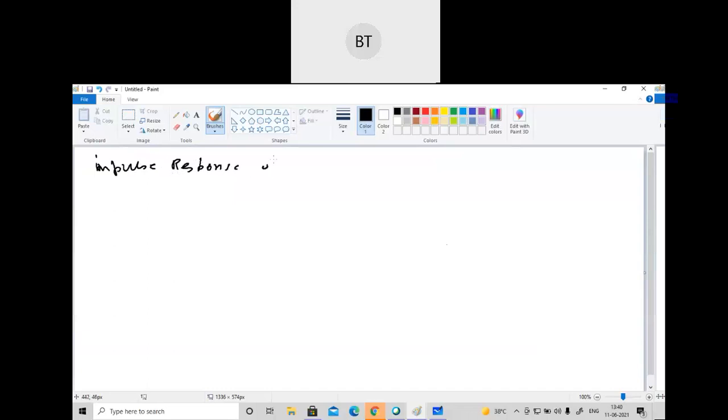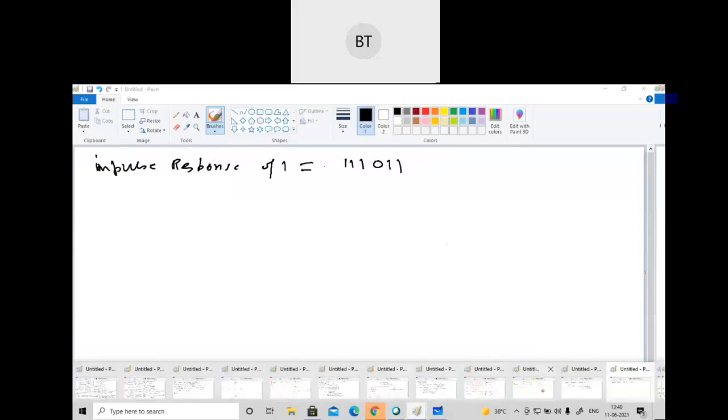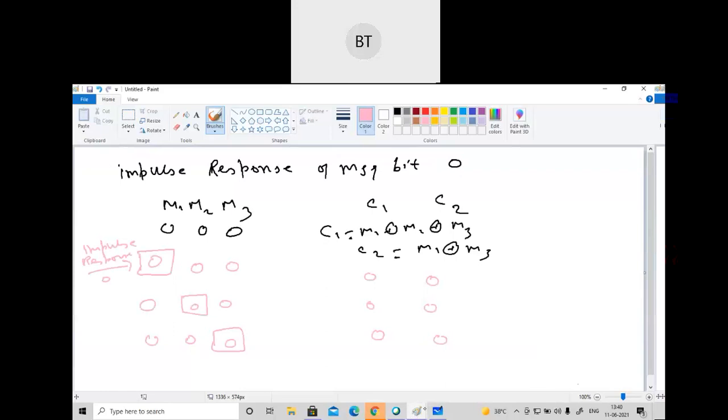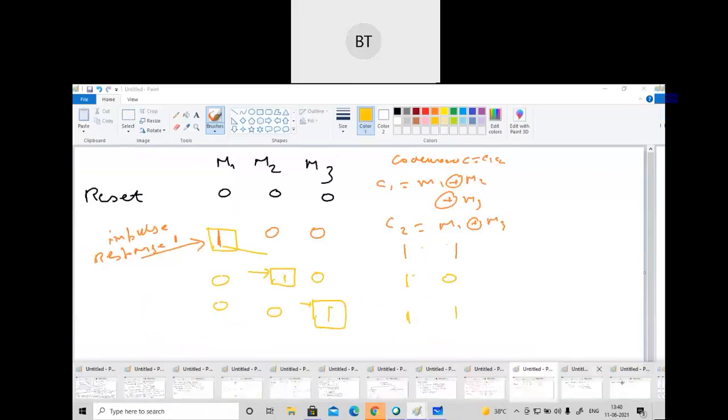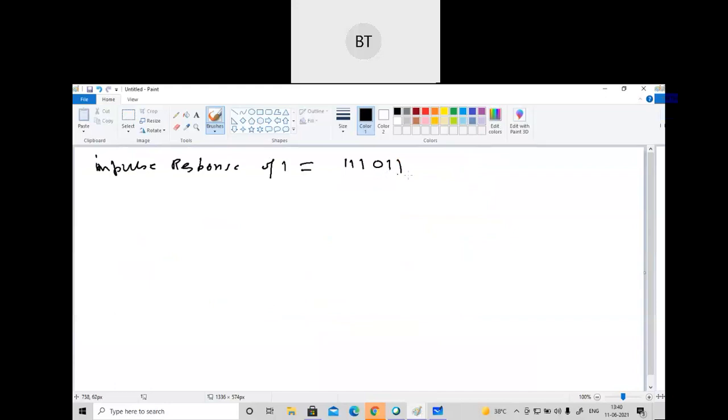of 1, is what we have got. We have got 1 1 1 0 1 1. So you can see here, from here you can see what we have got, 1 1 1 0 1 1. So the same thing I have written here, 1 1 1 0 1 1.